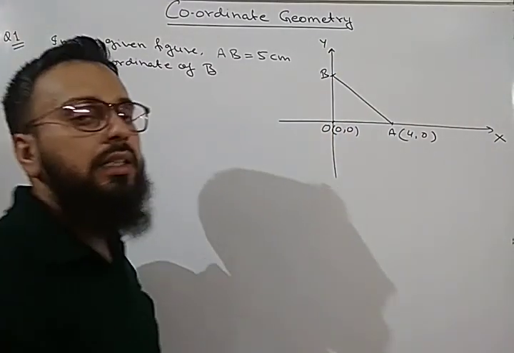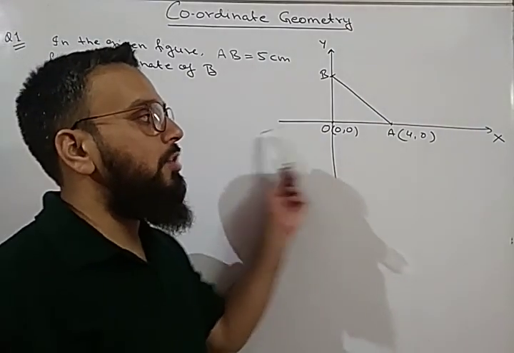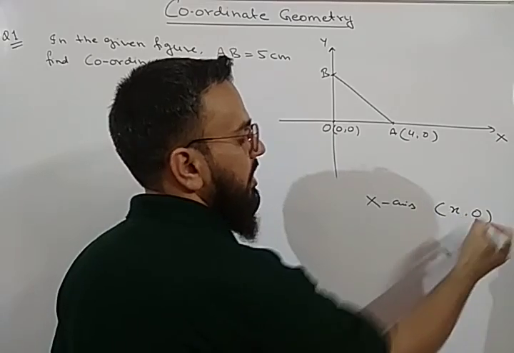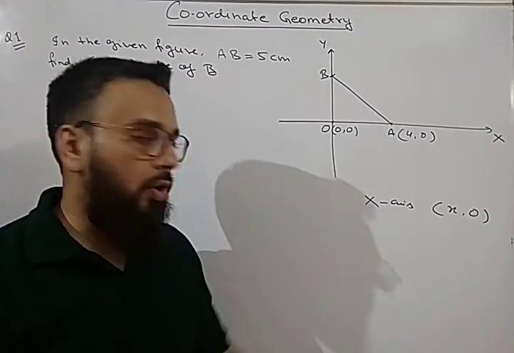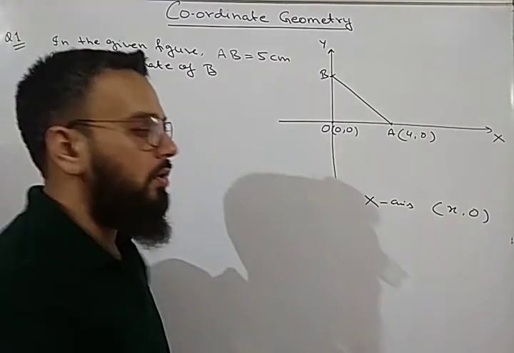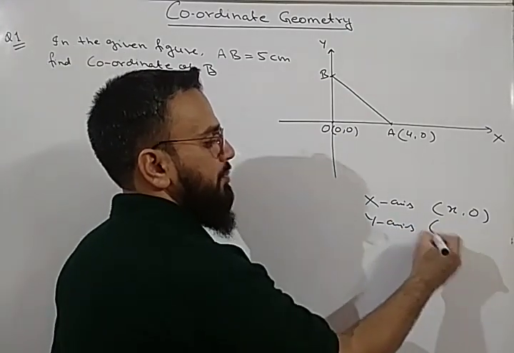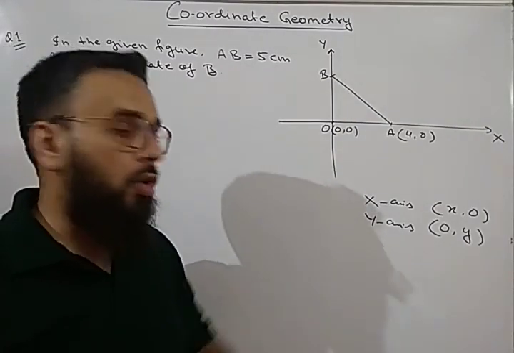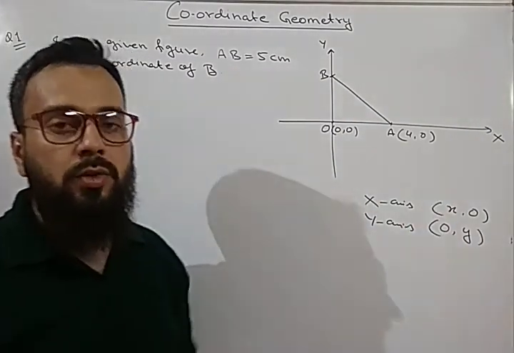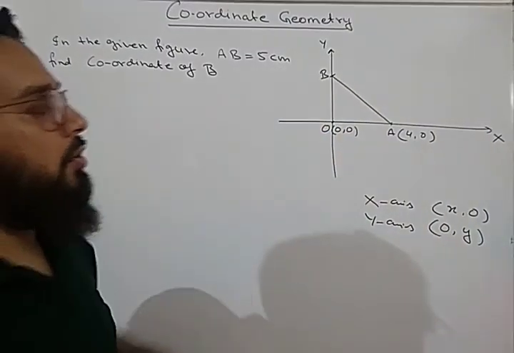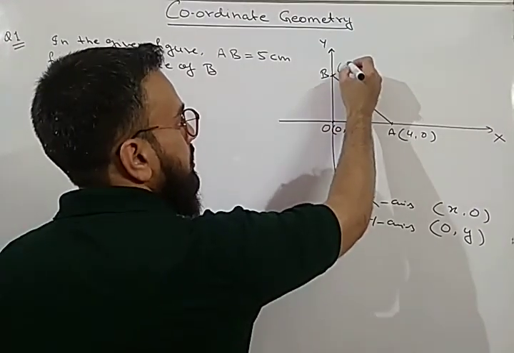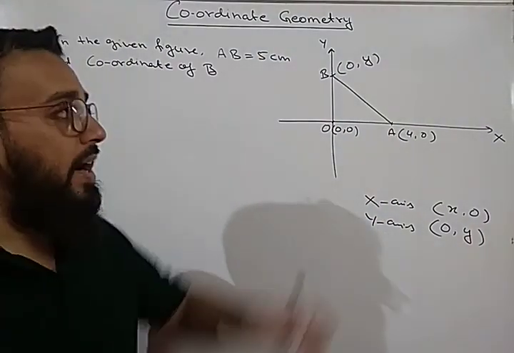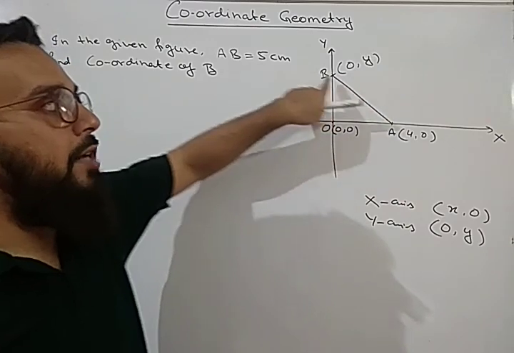We have discussed earlier that any point on the x-axis is of the form x, 0 or a, 0, because on the x-axis the y coordinate is 0, and on the y-axis every point is of the form 0, y, or we can say 0, b, because on the y-axis the x coordinate is 0. It means the coordinate of point B will be of the form 0, y. Now we have to find the value of this y.